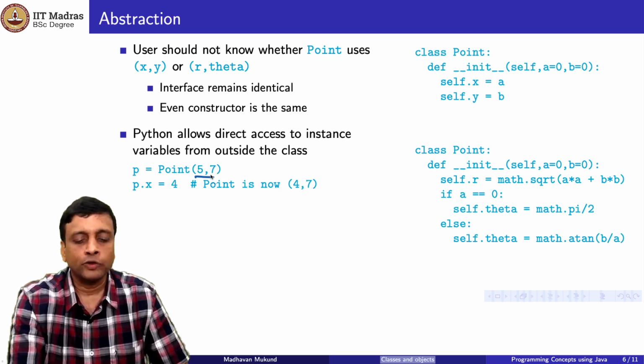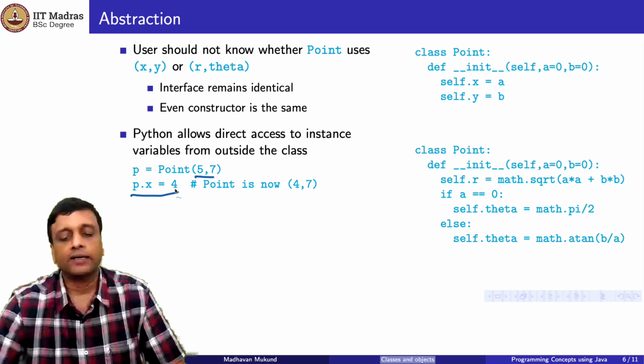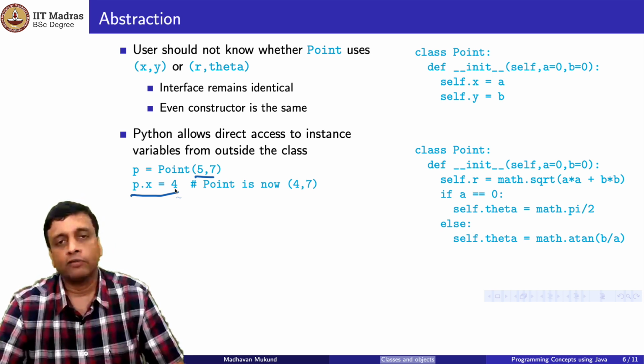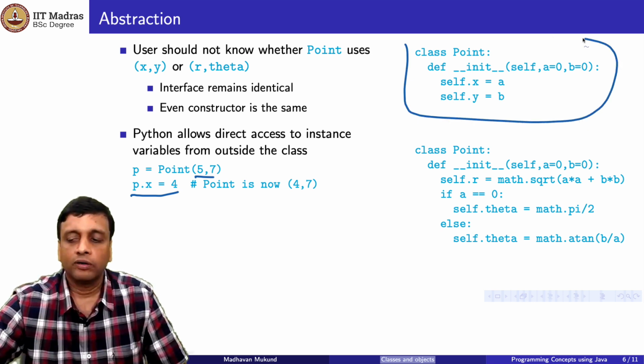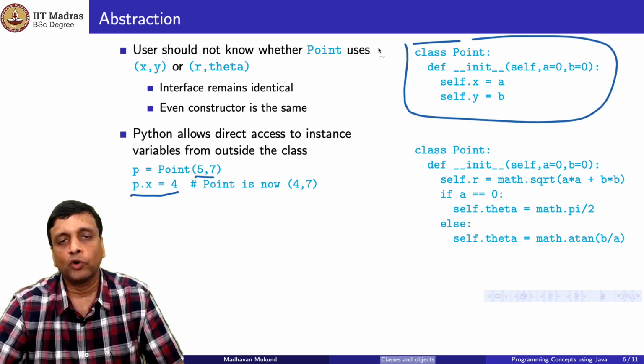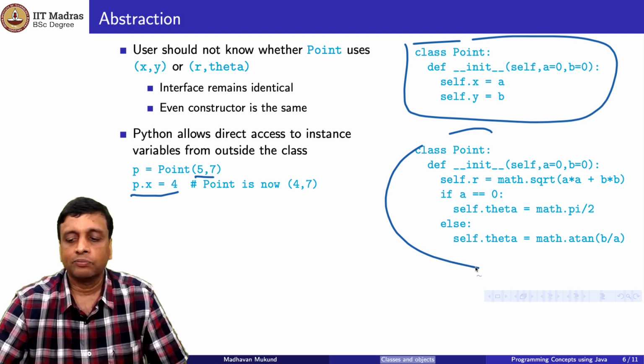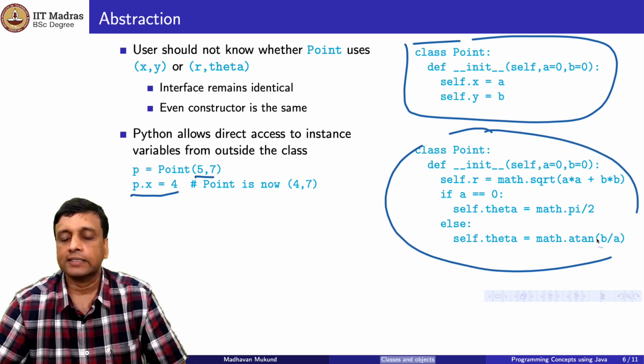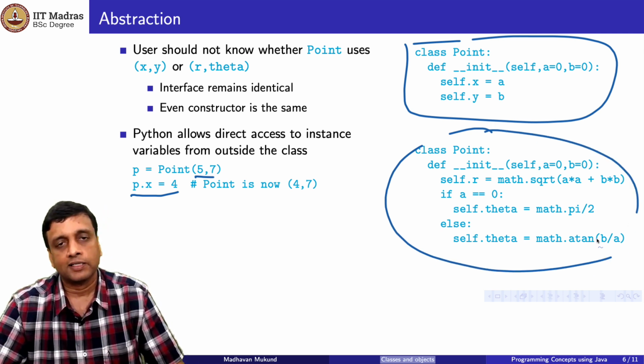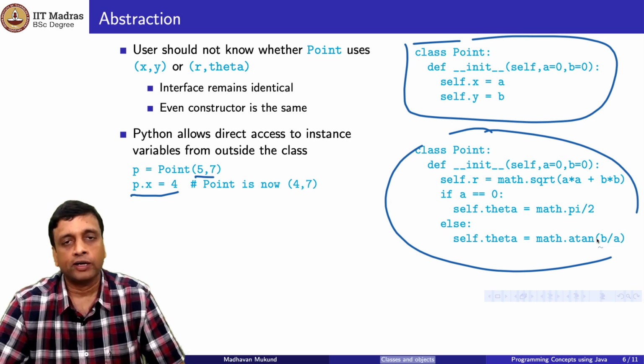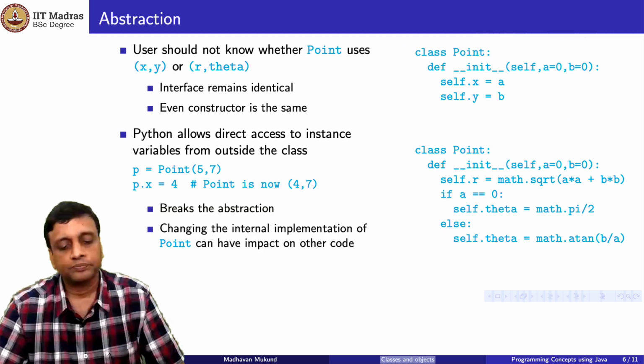But Python will also allow you to directly take p and replace p dot x by 4. This will of course work if we are in this route, right? If we are working in this mode where we have an internal x and internal y, this assignment by Python will be legal. If we are working in this mode, then this will just create an extra instance variable which is not even part of the class definition. There is already a p dot r and a p dot theta, and it has just created a p dot x and set it to 4.